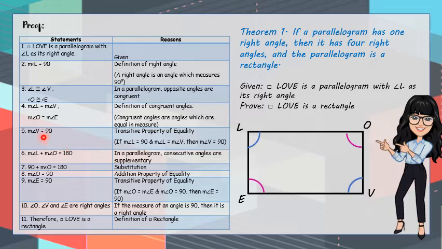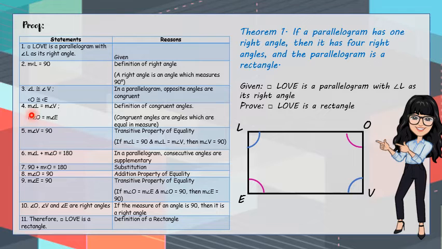Now, the fifth statement: measure angle V is equal to 90. So, what made you say that measure angle V is equal to 90? We have here the following statements. Angle L is congruent to angle V. Measure angle L is equal to measure angle V. So how can we say that measure angle V is equal to 90? It's not given, right? It's only the angle L which is given to be a right angle. So how can you say that measure angle V is equal to 90?